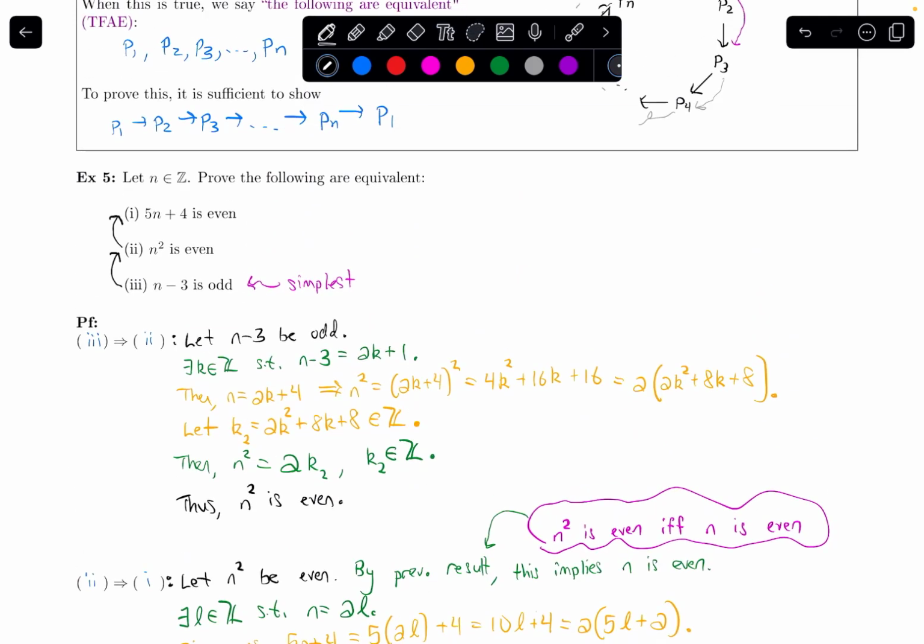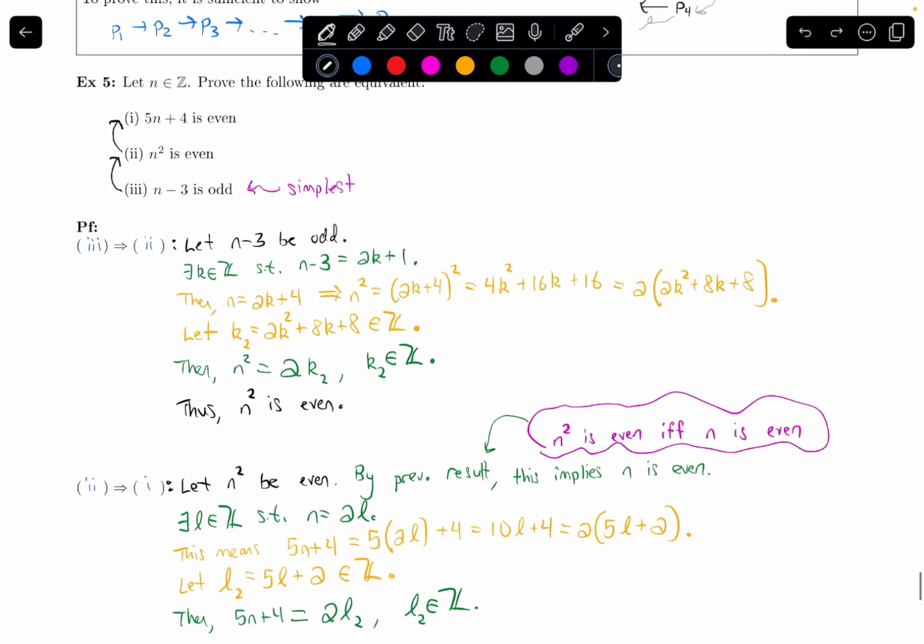What's left to do is show that the first one cycles back and implies the third one, and that'll complete the chain and show that these 3 statements are actually equivalent, and that these are all if and only if arrows then. Okay, so let's do that on the next page.